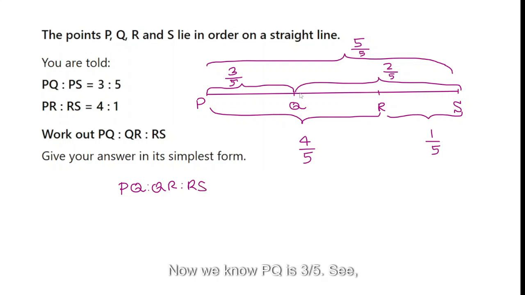Now we know PQ is 3/5. P to Q is 3/5, so that's pretty easy. So let's write 3/5. Now what is RS? RS here at the end, we know that is 1/5. The whole thing is 5/5, so 1 whole.